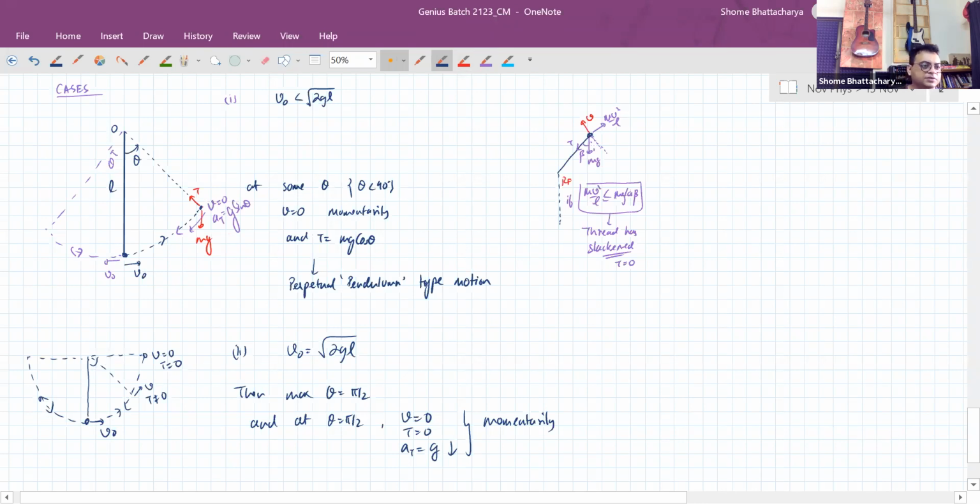The only difference between the first and second case is that in the second case, momentarily tension is 0 at the maximum displacement from mean position, but here tension is non-zero, but at its minimum value. Anywhere else in the motion, the tension is greater than this mg cos theta.